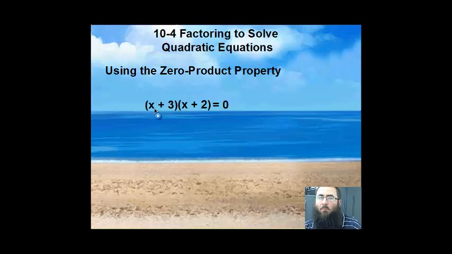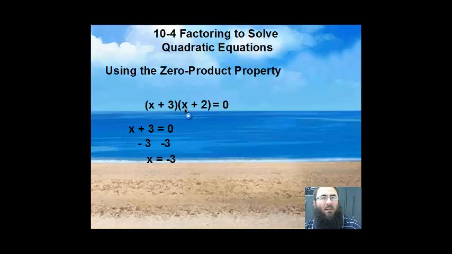So if you look at the first binomial, x + 3, well, what would x have to be to make this whole set of parentheses equal to 0? Well, you can set up an equation. x + 3 = 0. Subtract 3 from both sides. If x is equal to negative 3, that whole parenthesis set will be 0.